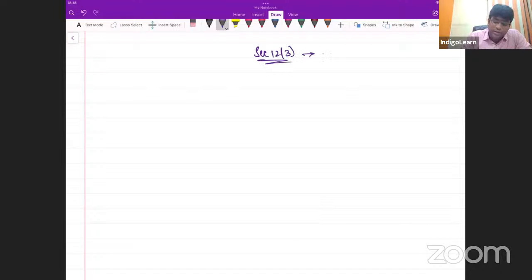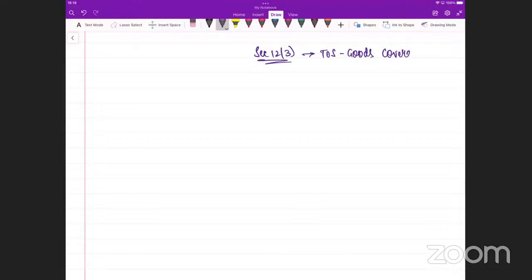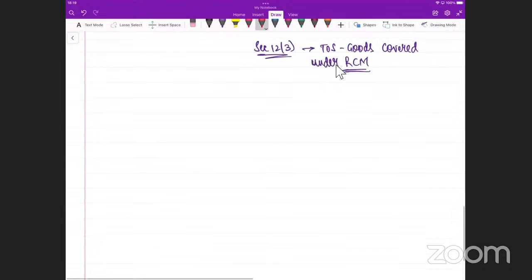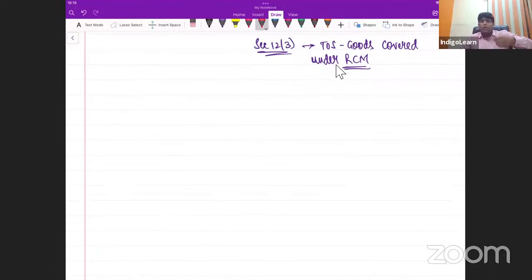Then moving forward, section 12.3, time of supply in case of, what is that word, sir? Time of supply in case of goods which are covered under reverse charge mechanism. I'm sure you would have heard this word called RCM. RCM is those cases where the supplier is not liable to pay GST, the receiver is liable to pay GST. But of course, in your syllabus, you do not have a list of goods covered under RCM, but you have a list of services covered under RCM.